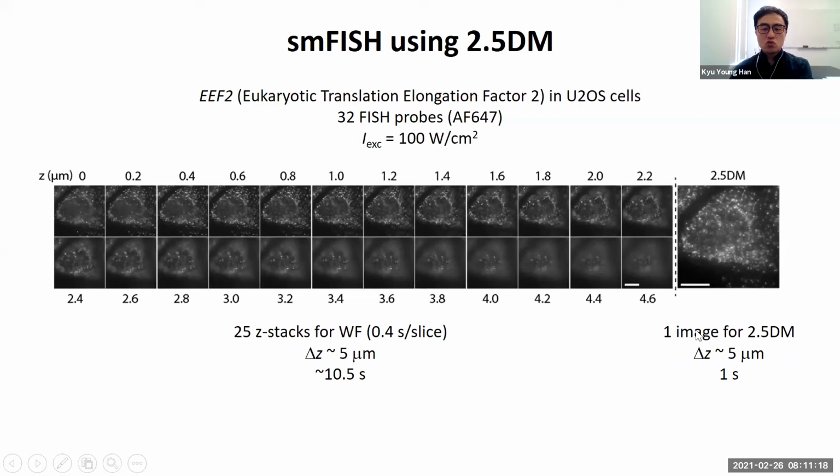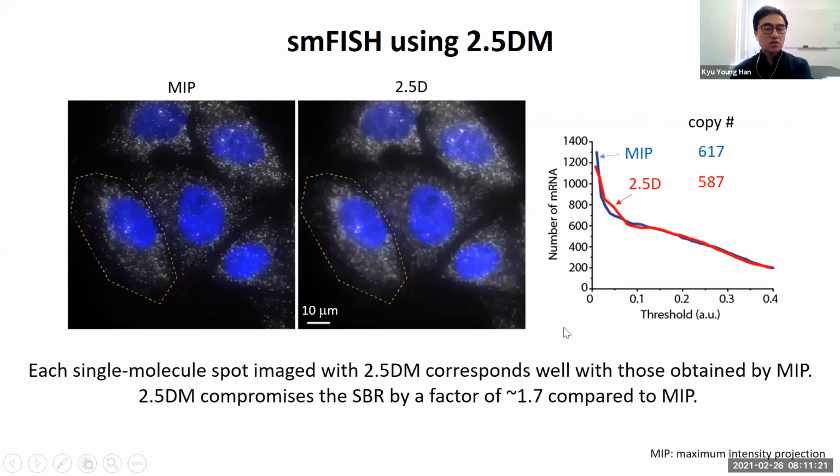With this 3D Z-stack, we simply did a maximum intensity projection. This is shown here, and we compare side by side the maximum intensity projection and 2.5D. On the right side, you can clearly see that, depending on the threshold value, we could easily get the number of messenger RNA. For example, the MIP number and the 2.5D number had only a 5% difference. Also, each single molecule spot colocalized very well.